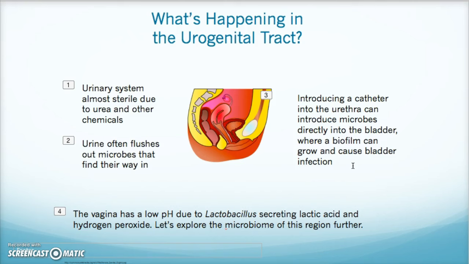Now, if something like a catheter was introduced, that can cause an introduction of microbes into the bladder, which can cause a bladder infection. And then lastly, the vagina has a very acidic pH, and that's due to lactobacillus, which is present in our normal flora and can secrete lactic acid and hydrogen peroxide. That will protect the vagina from microbial infection by a pathogenic microbe.